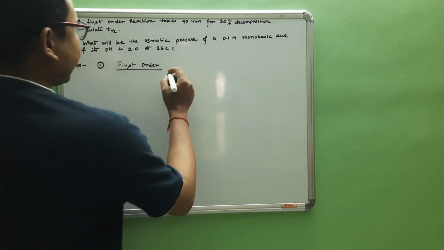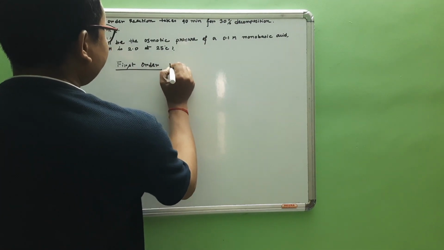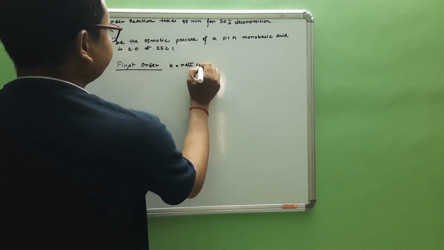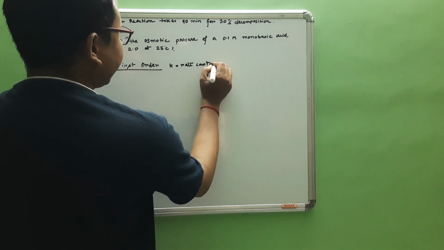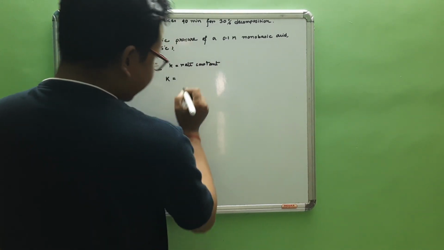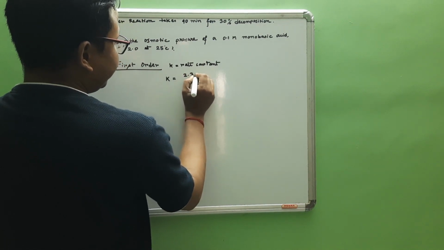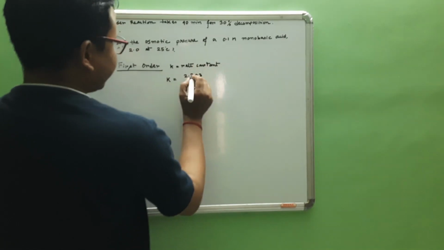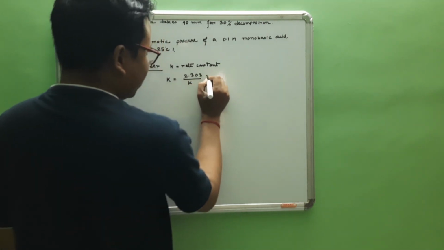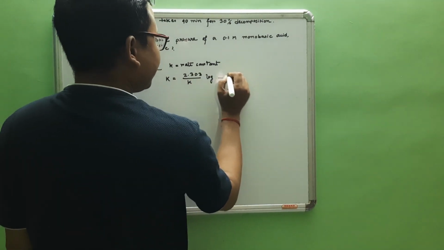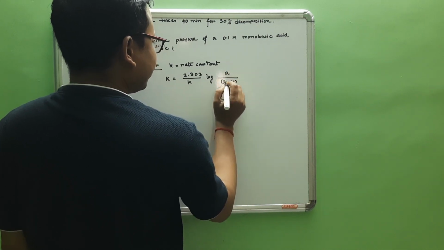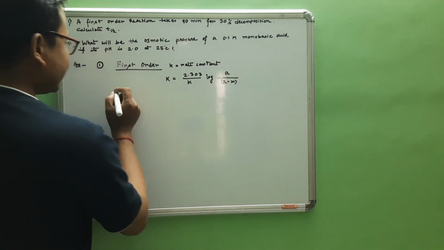So for first order reaction, K means rate constant. So K is given here as K is 2.303 for first order reaction by t into log A by A minus x. So what is A and what is A minus x?